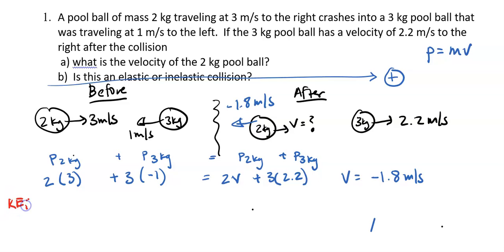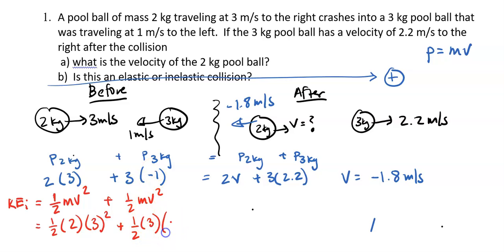So initial kinetic energy. We can just calculate the kinetic energy of all the things on the right-hand side. We know kinetic energy is a scalar, so it's always going to be positive. So it's 1/2 mv squared of the 2 kilogram plus 1/2 mv squared of the 3. So let's go ahead and plug everything in. So 1/2 mass is 2, velocity is 3, 1/2 mass is 3, velocity technically -1, but a negative squared is just a positive. I go ahead, I get 9 for the first one, 1.5 for the second. So the total beforehand is 10.5 joules.